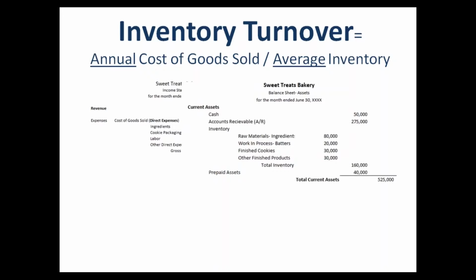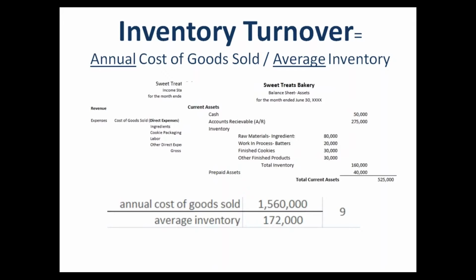Your average inventory, you look at the balance sheet and just add up all your inventories for each month and divide it by 12. For our bakery here, they have about $1.5 million annual cost of goods sold. On average, came up with $172,000 of inventory. Looking at the month of June there, 160 was their number, so that they had a little less inventory than normal in that month. Anyway, the result is 9. They go through their entire inventory 9 times a year.